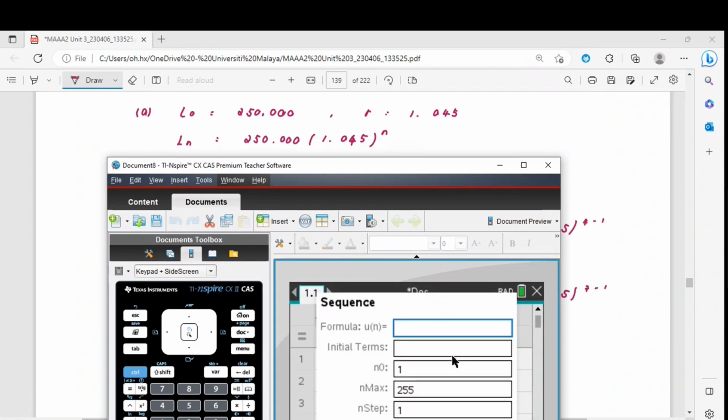Our R here is 1.045, which means if I want to get the current term, I need to use 1.045 to multiply the previous term. So that's why it's multiply U(n-1). If this question asks for the recursive rule, then this is what I'm going to get. Then my initial term is 250,000. The initial term can represent T0 or T1, it doesn't matter. But you must make sure that when we say A, it is always referring to the first term, which is your T1. So 250,000.